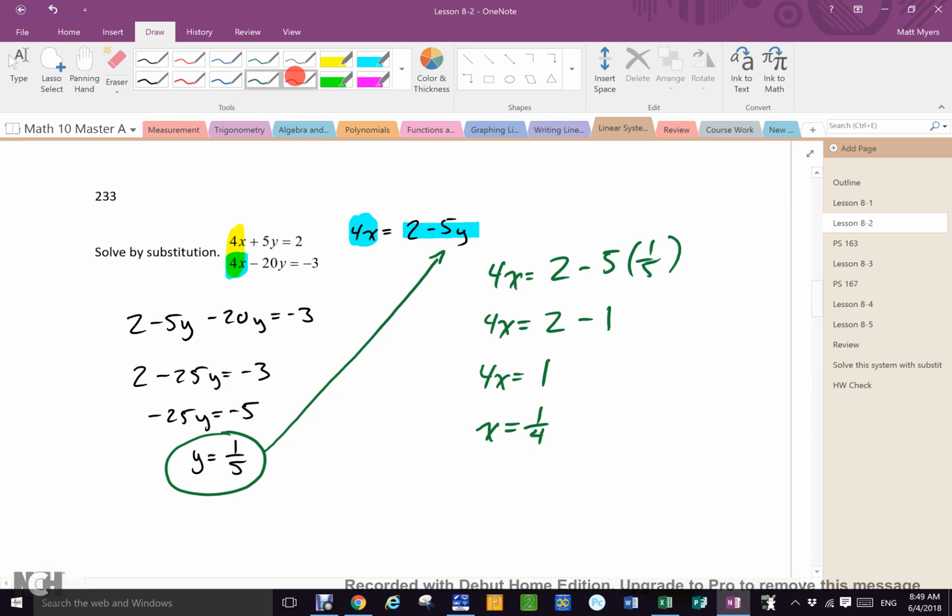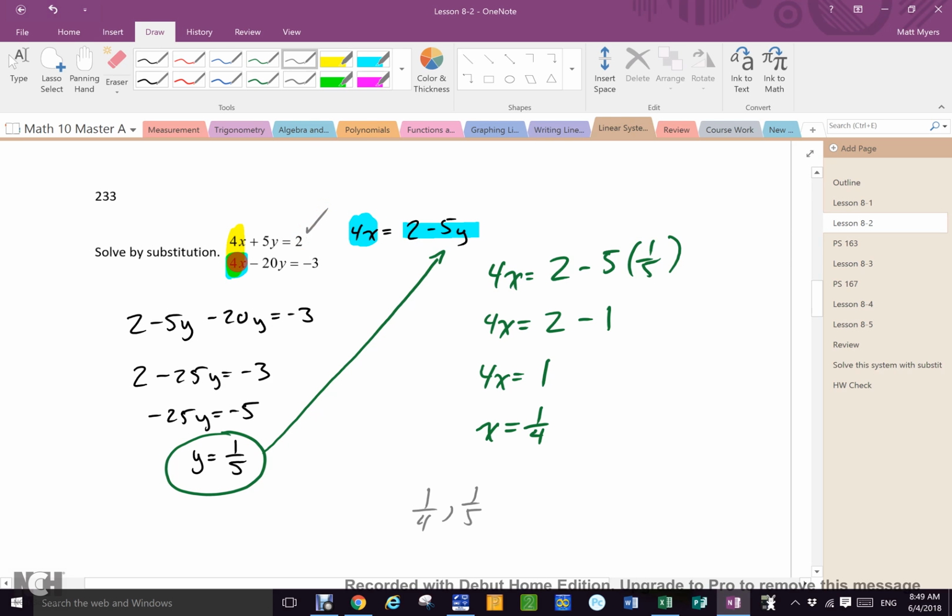So what's my ordered pair? 1/4, 1/5. Now this is an example of a system that would be a pain in the butt to solve with graphing, wouldn't it? So that's why these methods exist. But it's easy to check. 4 times 1/4 is 1. 5 times 1/5 is 1. Is 1 plus 1, 2?